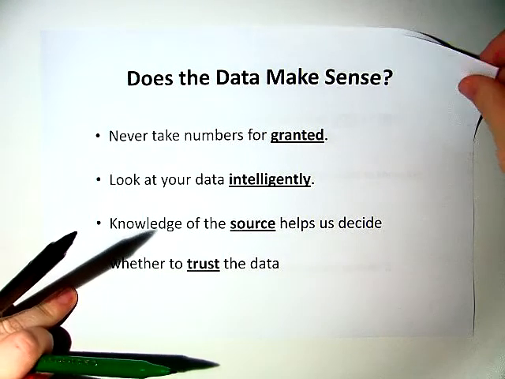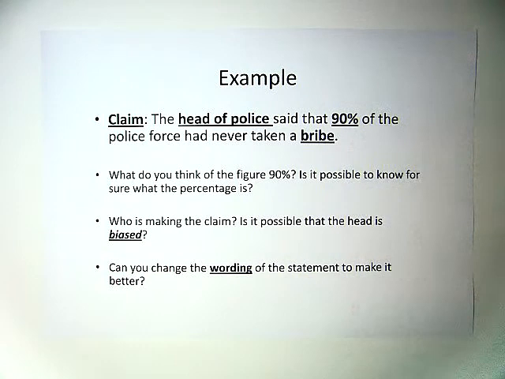So let's go ahead and look at a problem, and we'll talk about ways that we can break it down. The head of police said that 90% of the police force had never taken a bribe. Okay, what do you think of the figure of 90%? Is it possible to know for sure exactly what the percentage is? How did they do it?